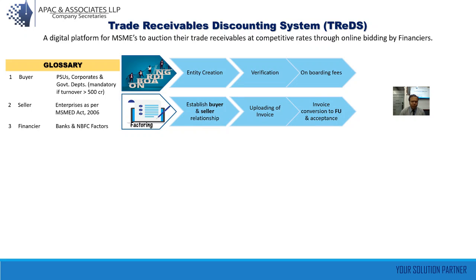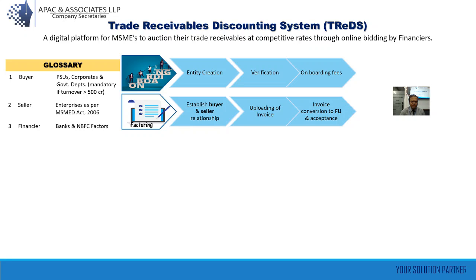After successful onboarding comes the factoring stage. First is the establishment of the buyer and seller relationship, that is, the buyer sends a purchase order to the seller and goods and services are delivered from the MSME seller to the buyer. The next step is uploading of invoices by the seller. The third step is, upon acceptance by the buyer, the invoice gets converted into the factoring unit, which is eligible for the auction process on the TReDS platform.